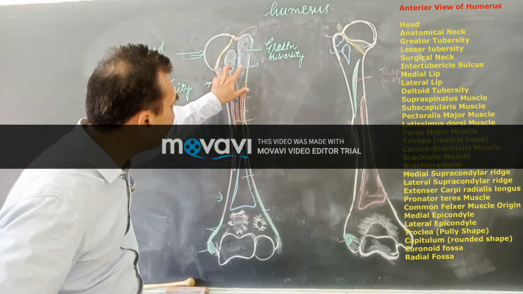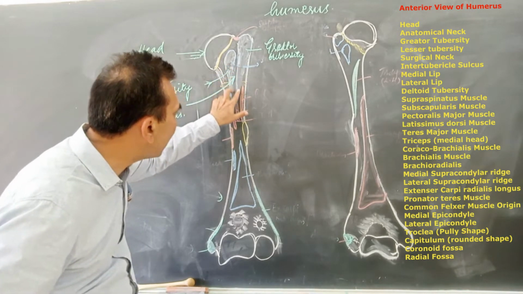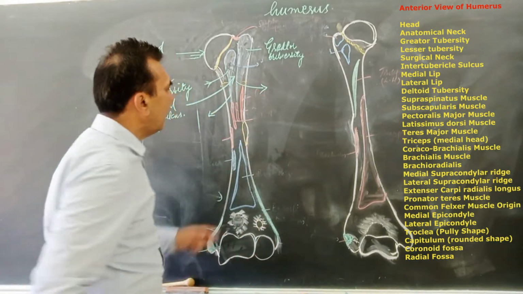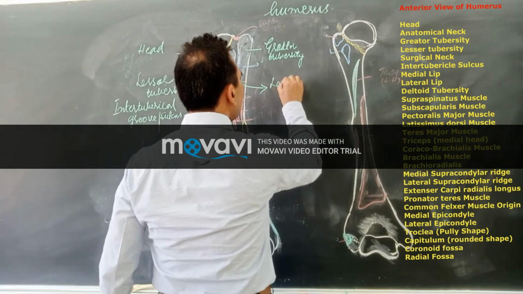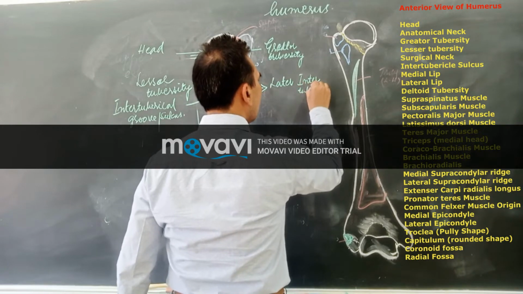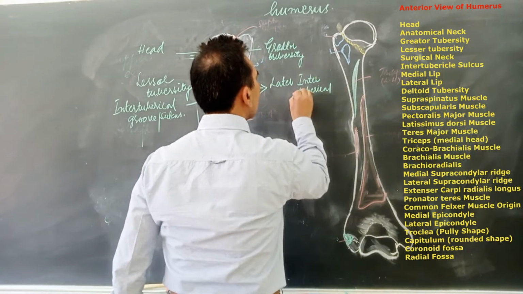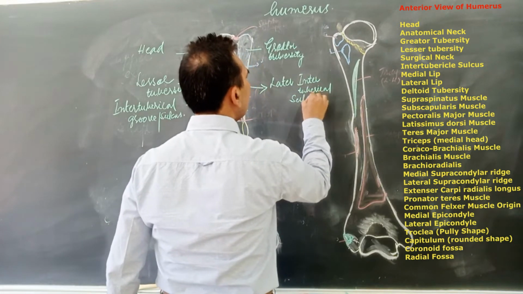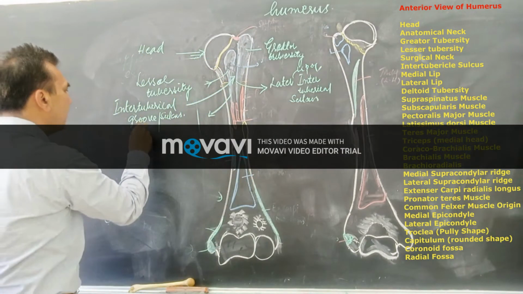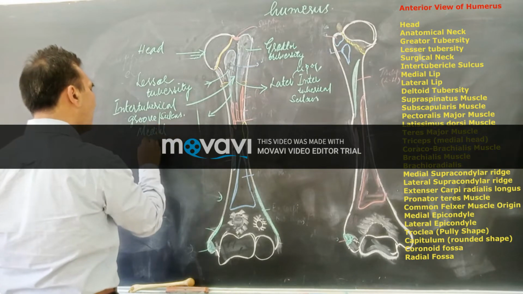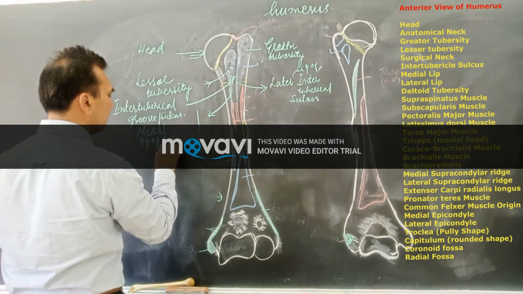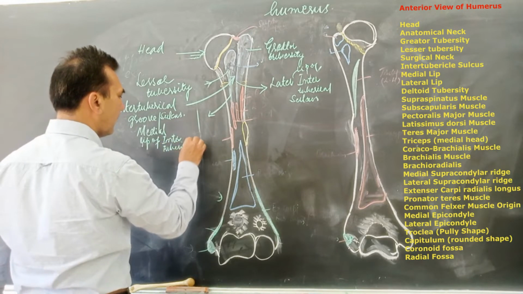On the lower side, the intertubercle groove makes two leaves: the lateral leaf of the intertubercle sulcus and the medial leaf of the intertubercle sulcus.